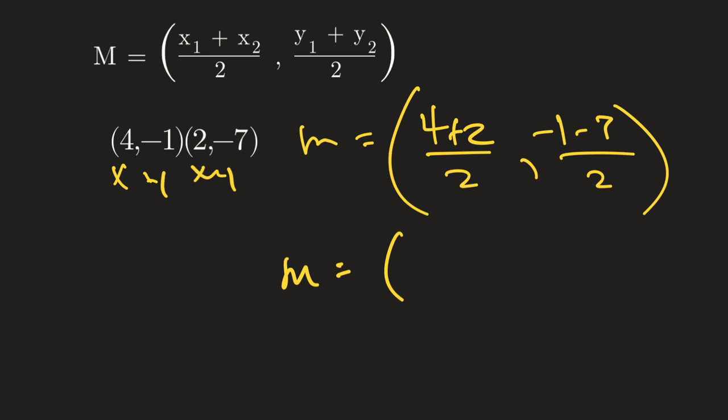Let's see. 4 plus 2 is 6. 6 divided by 2? 3. Negative 1 minus 7? Negative 8 divided by 2? Negative 4. Pretty nice when they both divide out pretty evenly. Questions?